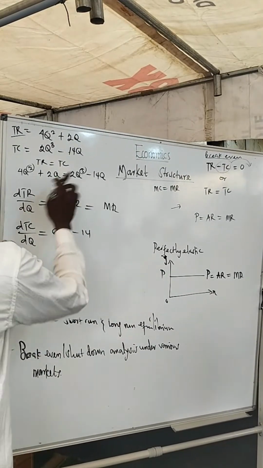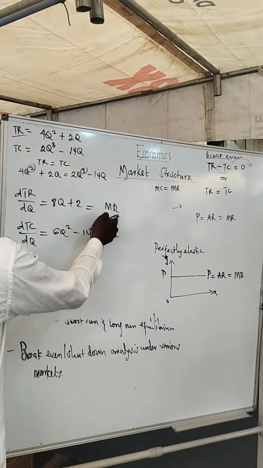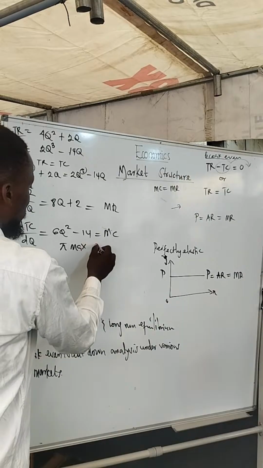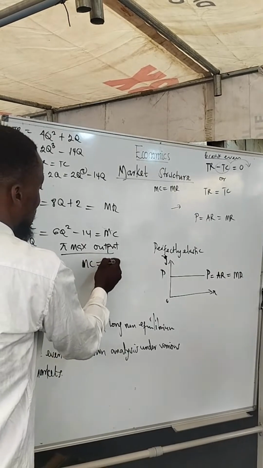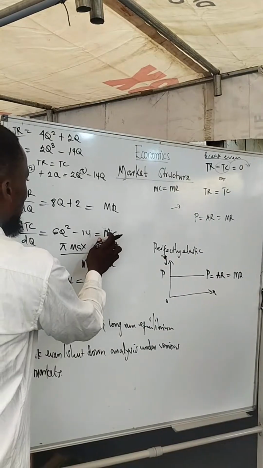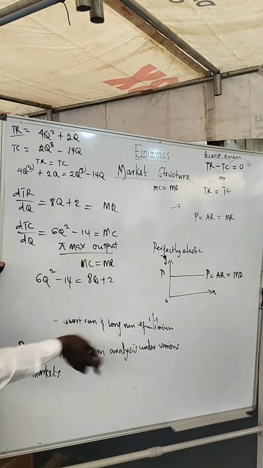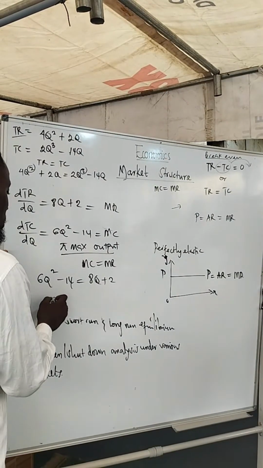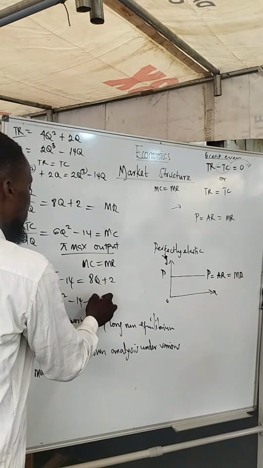This will be my MC, rather. So MC equals this, MR equals this. My profit maximizing output will be when MC equals MR, right? What is MC? 6Q squared minus 14 equals, what is MR? 8Q plus 2. So if I bring everything together, since this is looking like what I know already, a quadratic equation, I will have 6q squared minus 14 minus 2 minus 8q.